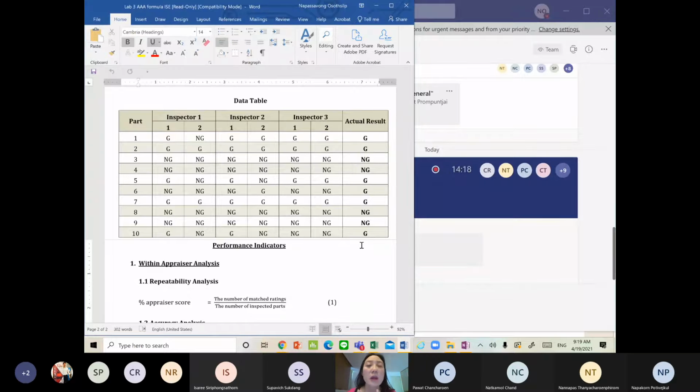Think about this. If you want to appraise the quality of each inspector, we will ask them to inspect that part. Think about part number one, to judge whether the actual result is G or NG. G means no defects, and NG means contains defects. But in this case, let me explain about this first.